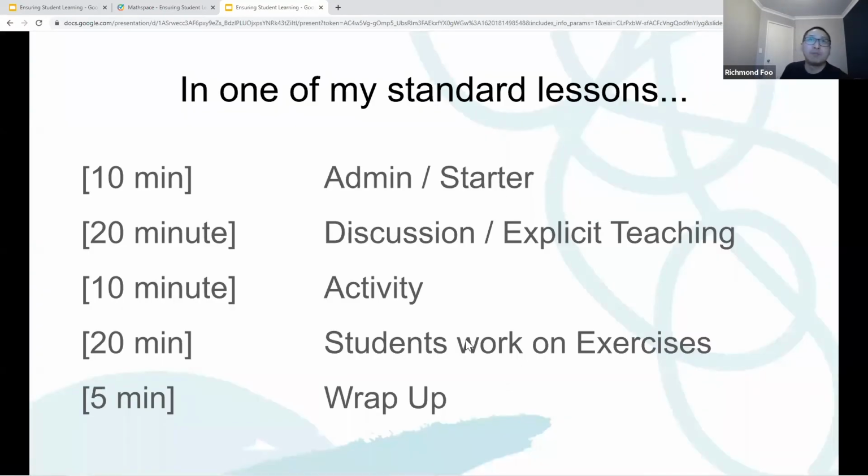So, for example, in one of my standard lessons, it looks something like this. I know it adds up to more than 60 minutes, and you'd be lucky to get a full 60 minutes in your lesson anyway. But obviously, I'd chop and change accordingly and take some time out here and put more in somewhere else. But it generally goes something like this: starter, some sort of explicit teaching, some activity, and then some independent work.